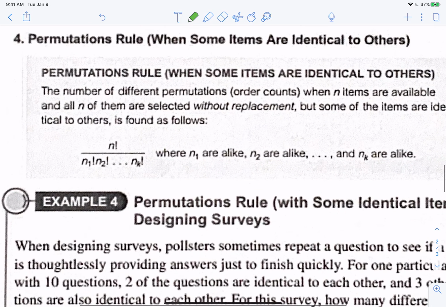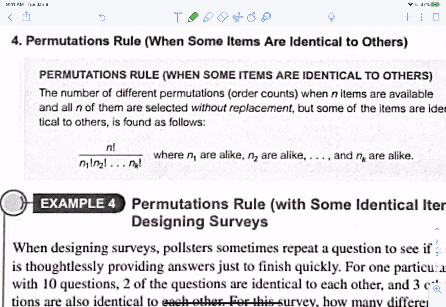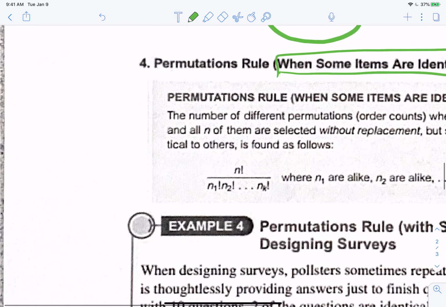Okay, let's go down to when some items are identical. There's a different rule that you use when some items are identical. I remember doing this in geometry when we spelled the word Mississippi. We are taking those letters. There are 11 letters.